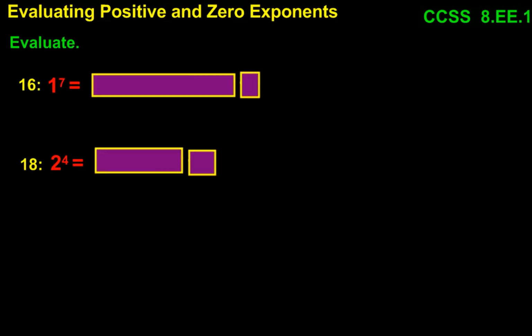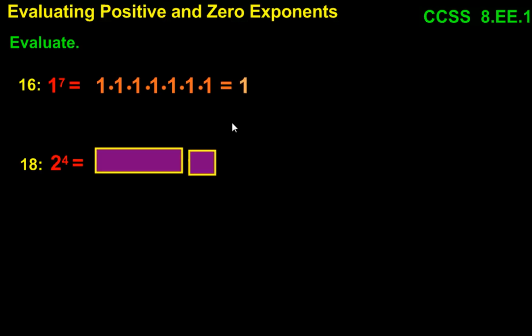Now we'll take a look at number 16 and number 18, same directions, just evaluate. So we have 1 to the 7th power, which is going to be 1 times itself 7 times. You could use a calculator, but honestly, multiplying 1 times itself, you're just going to get 1. Not really necessary.